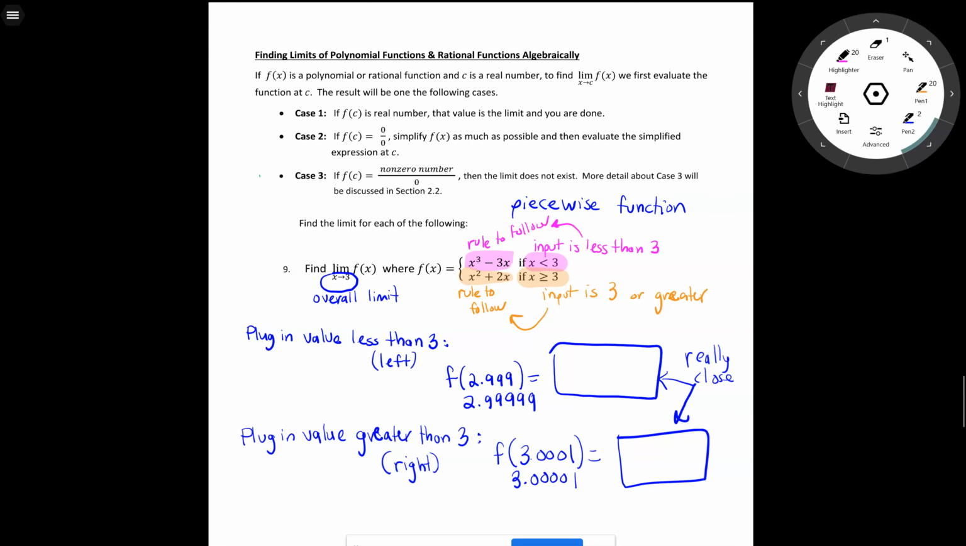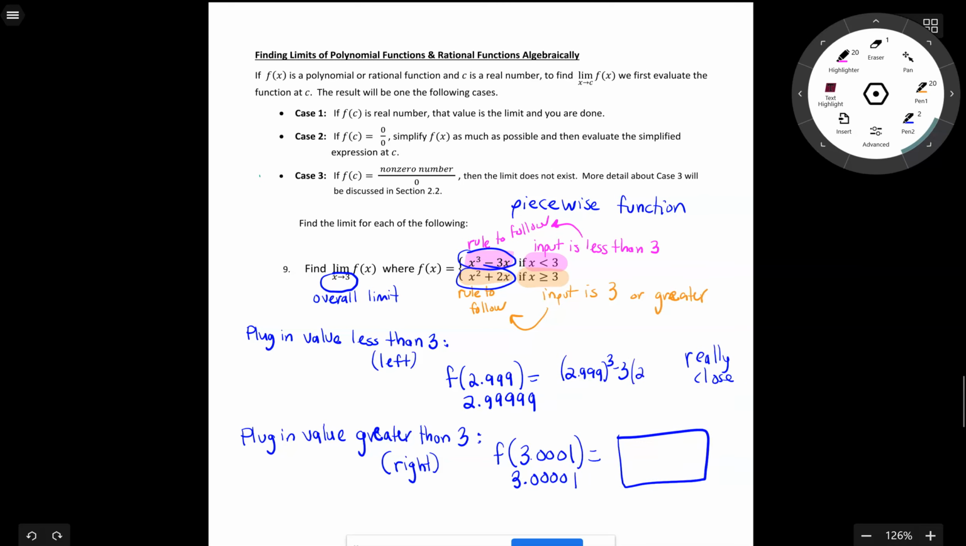Okay? And there is a shortcut way to do this, but I'm not going to show it to you because this plug and chug method always works. The shortcut is that technically both of our rules are polynomials, so you can just plug it in straight up, but I want to help you understand what a piecewise function is saying. So for this one, I'm going to plug in 2.999 cubed minus 3 times 2.999 on my calculator and see what I get.